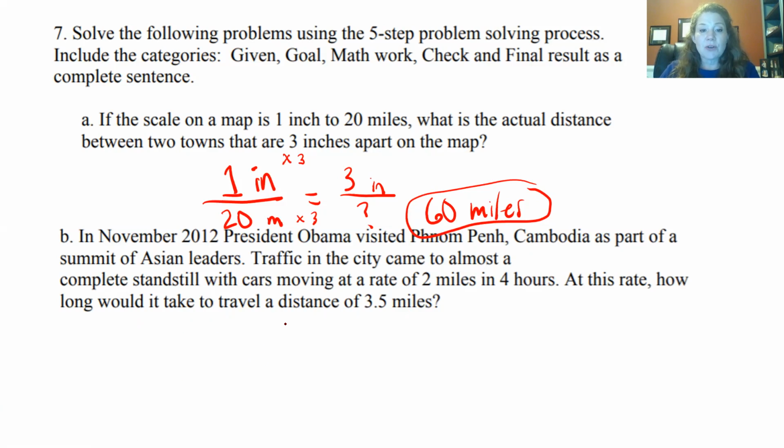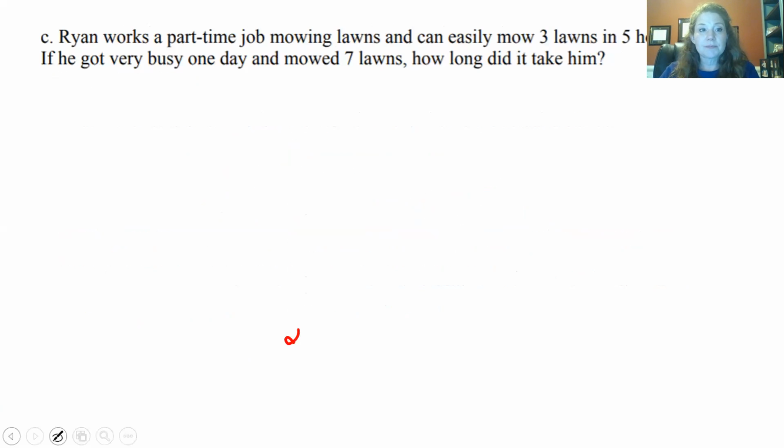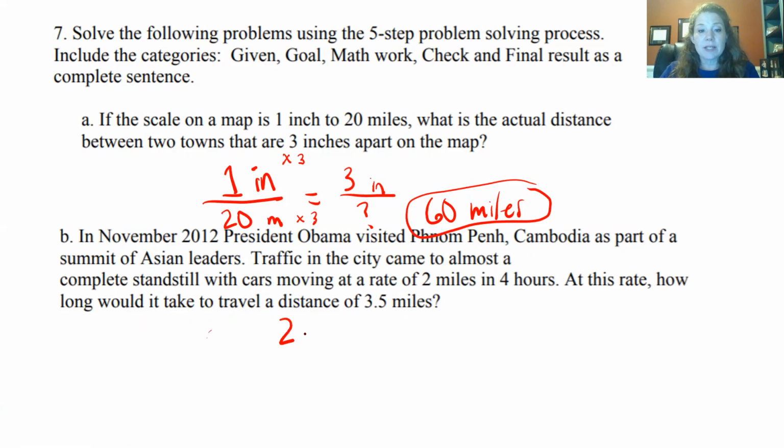So 2 miles in 4 hours. Where would my miles go? On the top, 3.5 miles in how many hours? Don't know. So let's cross multiply, divide by 2. We're going to multiply 4 times 3.5.